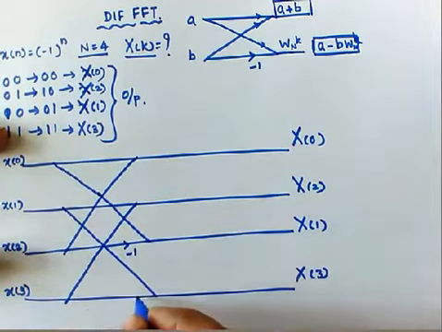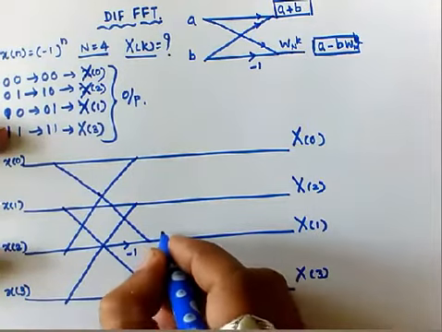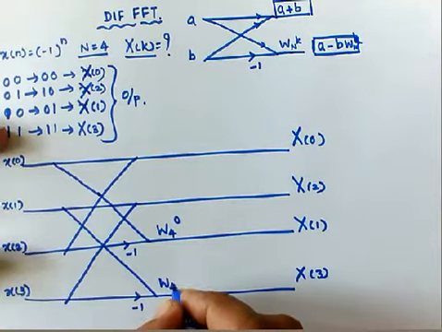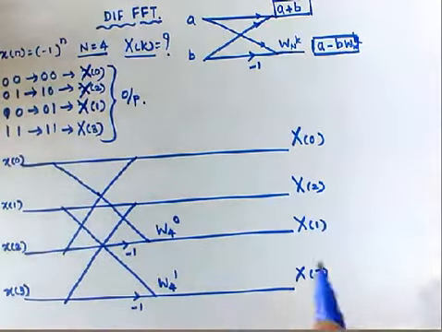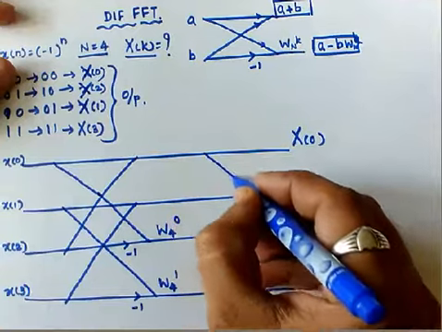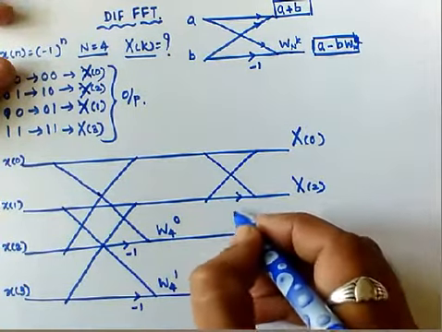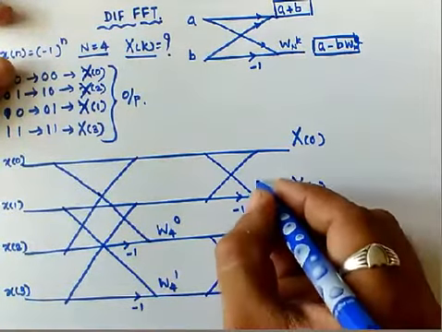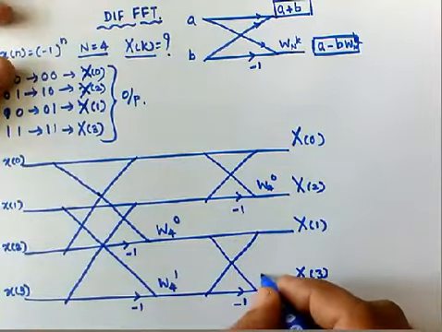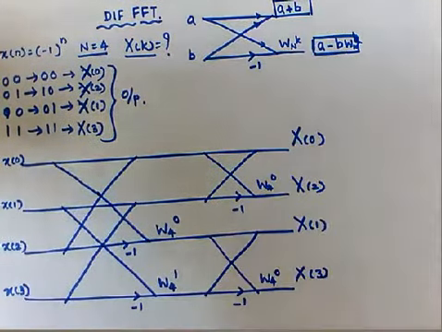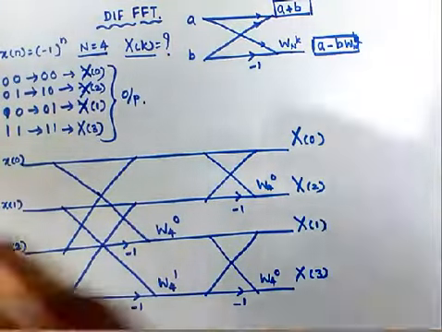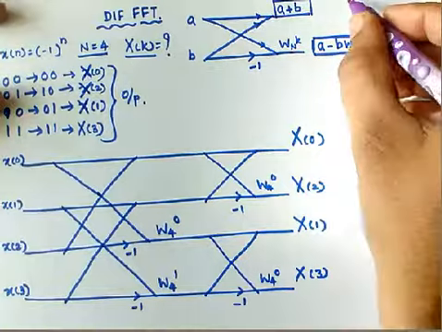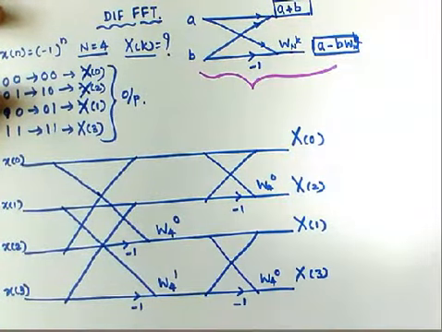Let's write down the -1, this is -1, and obviously this is a 4-point DFT, so this will be W4 raised to 0, this is W4 raised to 1. Similarly, the output stage will be like this. This is -1, this is -1, this is W4 raised to 0, this is W4 raised to 0. So let's calculate the values related to these points. For calculating the values, just refer to this particular butterfly structure which is shown here.